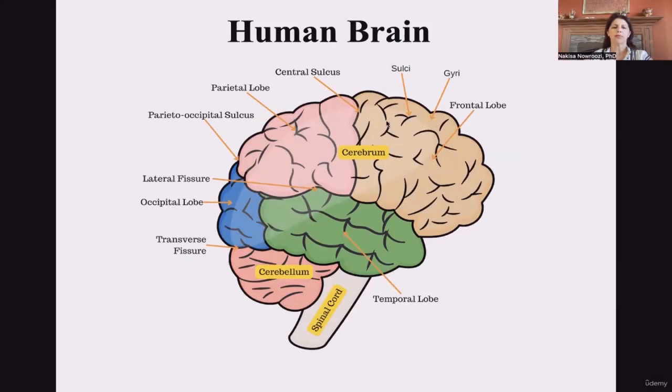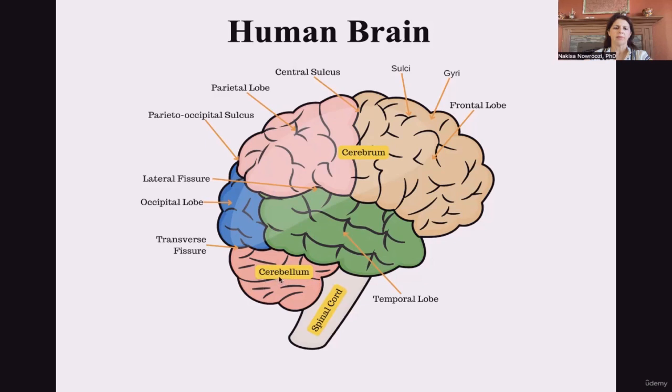When we look at the human brain, this is a lateral view. We have cerebrum, cerebellum, and spinal cord here. Okay, this is all central nervous system. Human brain is made of different lobes. We have frontal lobe, parietal lobe, occipital lobe, temporal lobe.